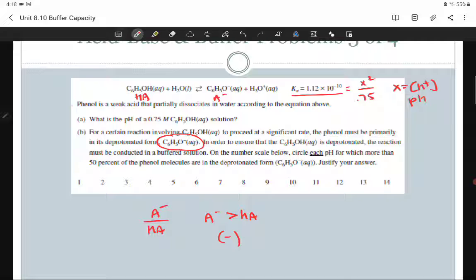Oh, I'm sorry. The A minus is going to be greater. That'll make a positive log, so that's going to increase the pH. I'm sorry about that. So what was our pKa? It didn't actually calculate the pKa of that, but when you take the log of that, you're going to get 9.95 for the pKa.